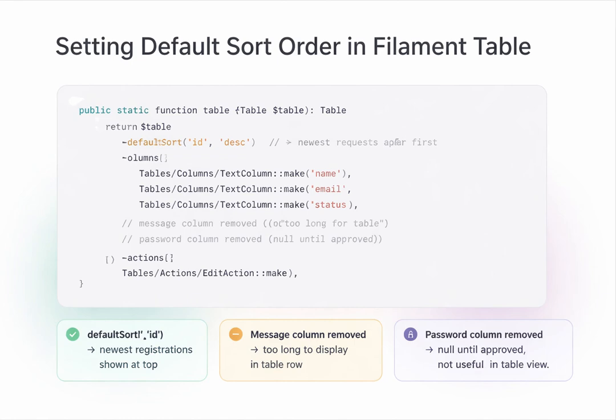The instructor also cleaned up the table columns. The message column was removed because messages can be very long and look messy in a table row. The password column was also removed since it's null until the shop is approved, so it adds no value in the list view. The admin can always click Edit to see all the details. These small UX decisions make the admin panel much more practical to use.